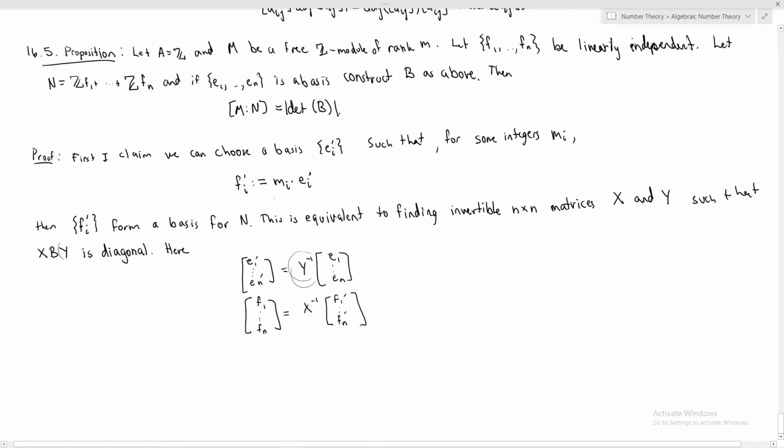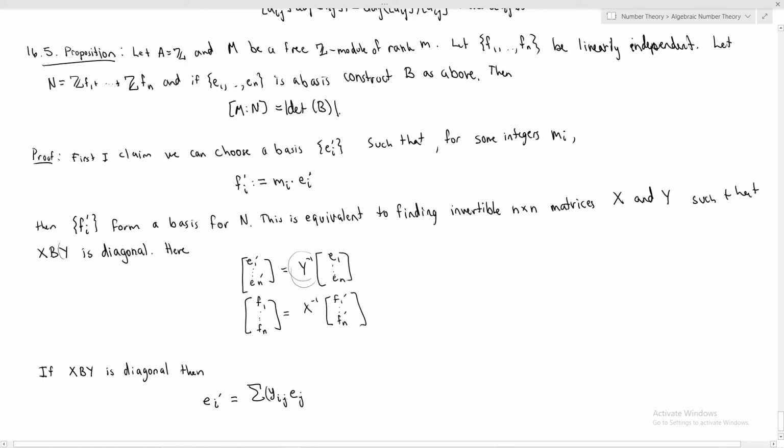So basically, I don't really need both directions of this if and only if. I only really need one direction. So if x b y is diagonal, then how do I define these e_i primes? So e_i prime will be essentially the sum over y sub i, y sub j, e sub j.